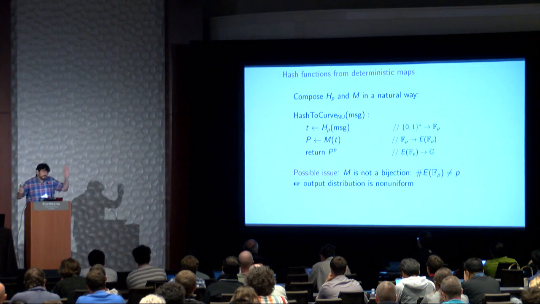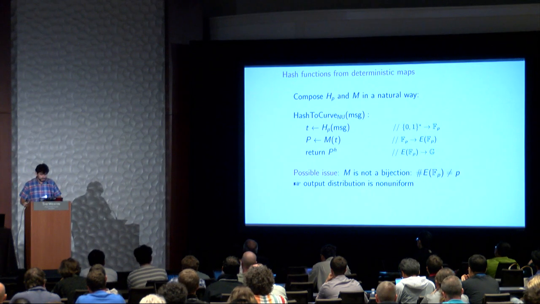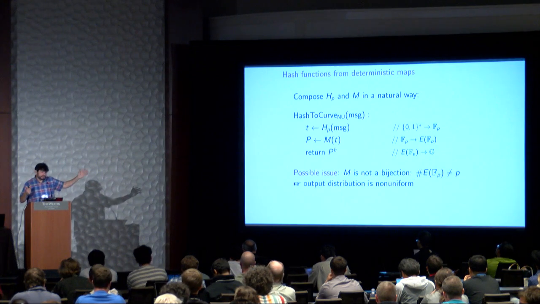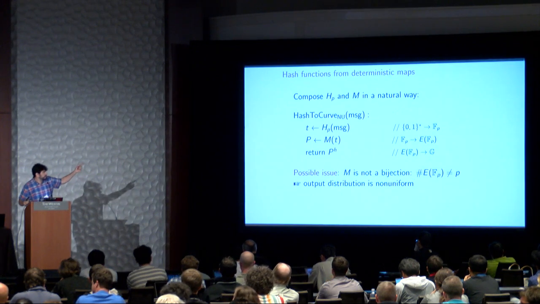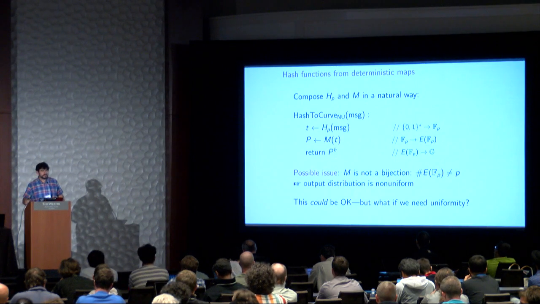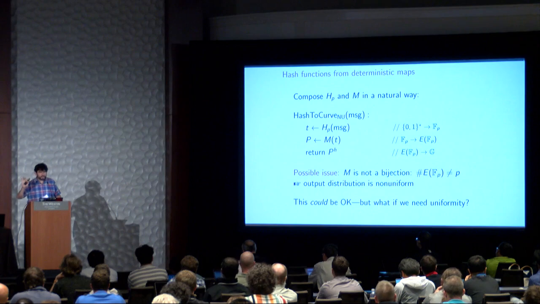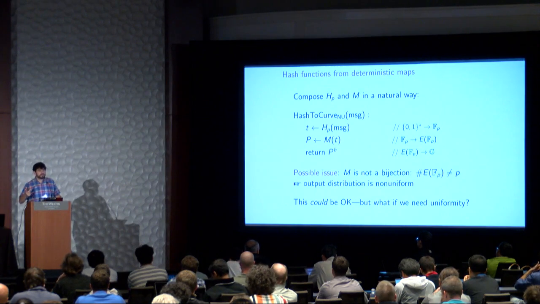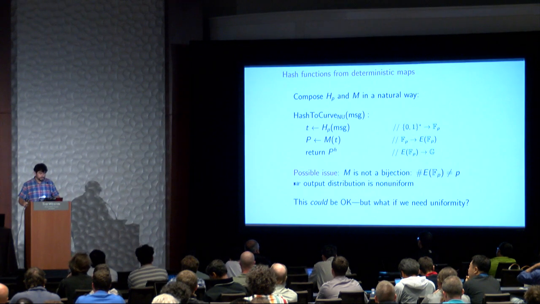And in fact, we can go further than that. The map is pretty lumpy looking. The hash to curve function is non-uniform in its output. That's why we called it NU. It turns out this isn't a disaster for a lot of protocols. Many protocols are totally fine with this. Maybe there's a small loss in security, but usually it's really small.